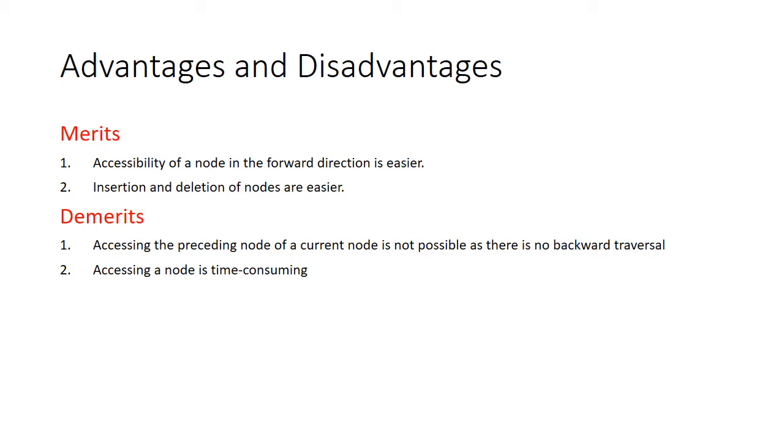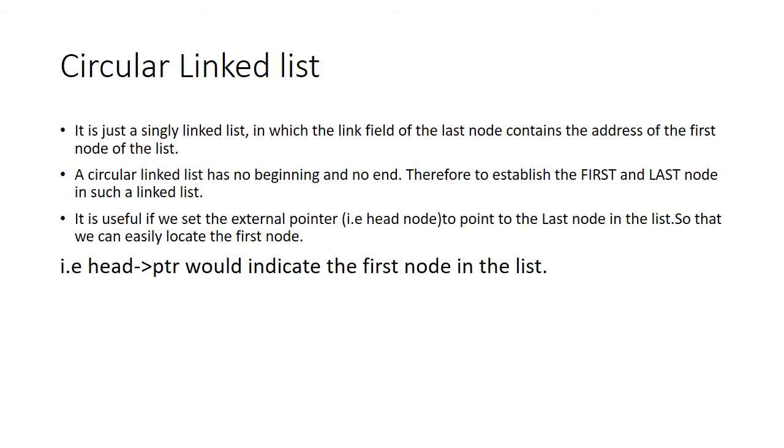Lot of time will be consumed. These are the two disadvantages, and the advantages are accessibility of the node is very much easier, and insertion and deletion operations are also very easy. Now, in order to overcome these demerits, that is, there is no provision to come back, therefore we have to look for a solution for how we can come back, and that can be solved by the next category of linked list, that is circular linked list.